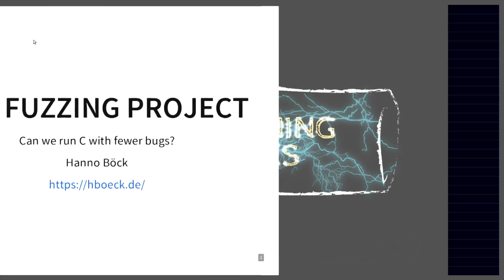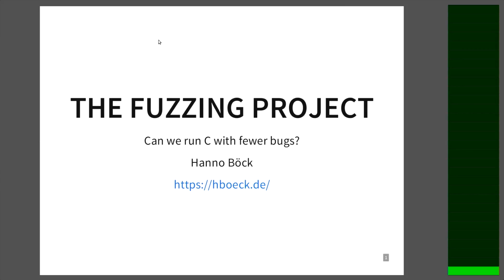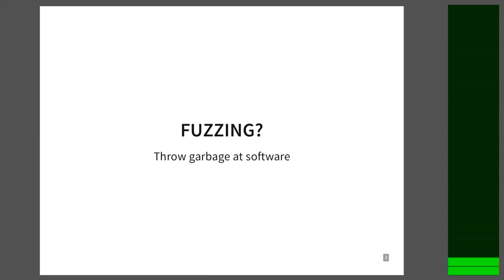Let's go. Hello. I'm Hanno, and I run the Fuzzing Project, where I try to fuzz free software and improve security and remove bugs from free software packages. Fuzzing can be explained as throwing garbage at software. You use some input, and then you add errors to the input, and then you see if something bad happens. And something bad could be a crash, but also everything that indicates that there's some bug.